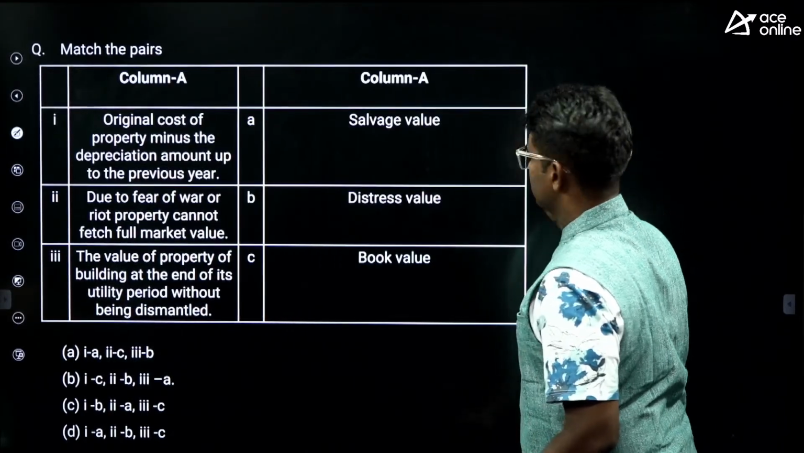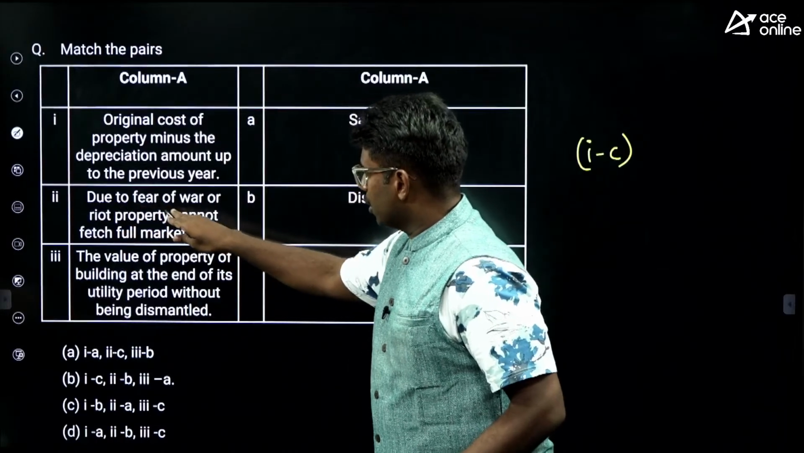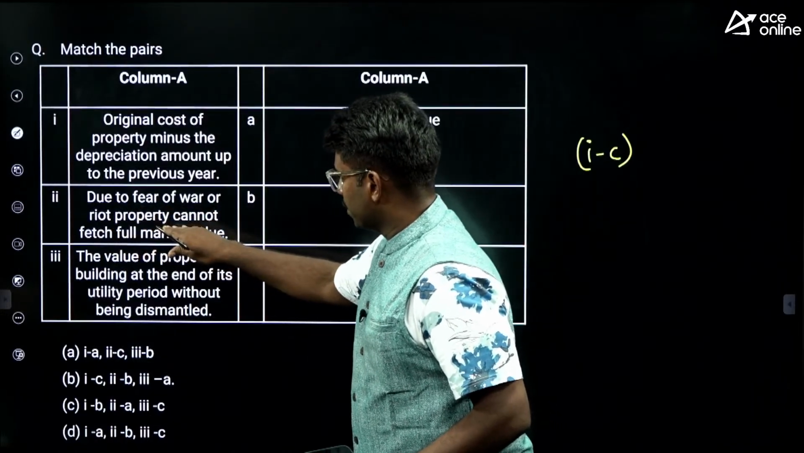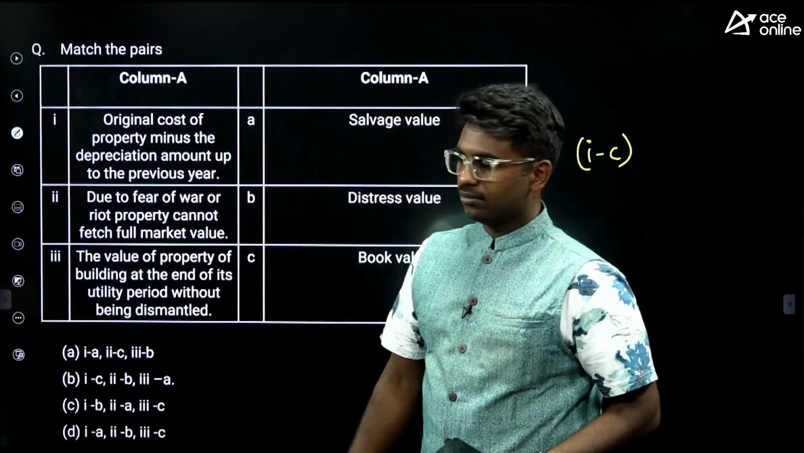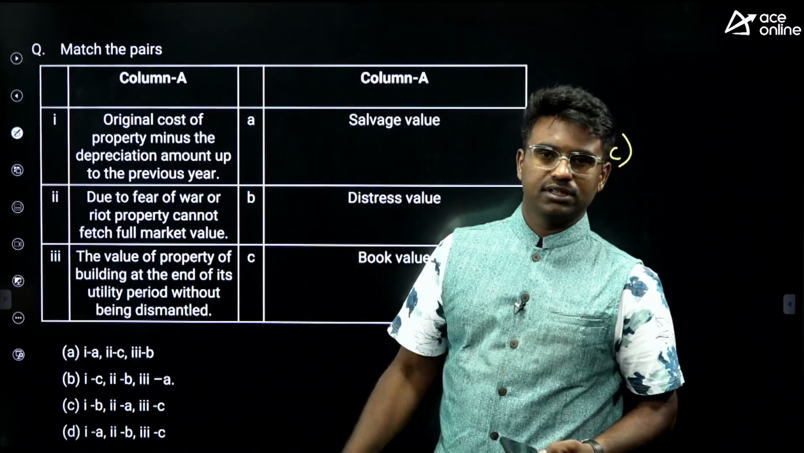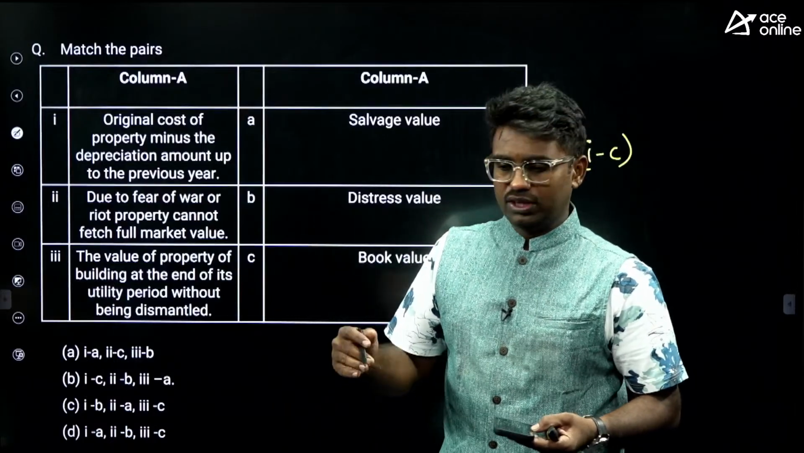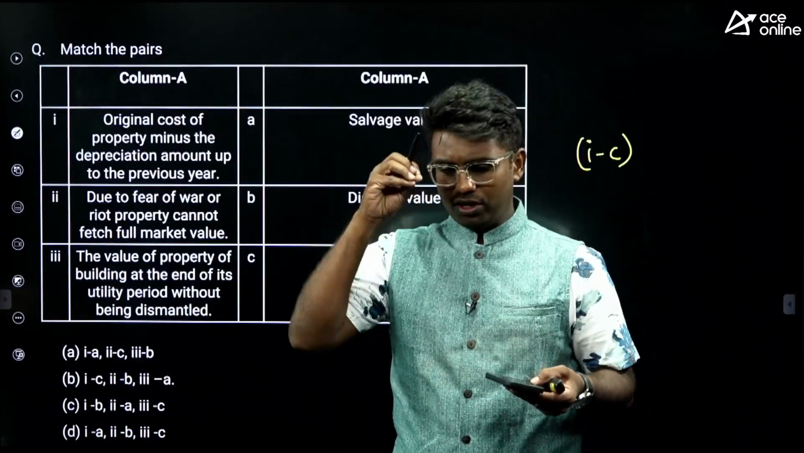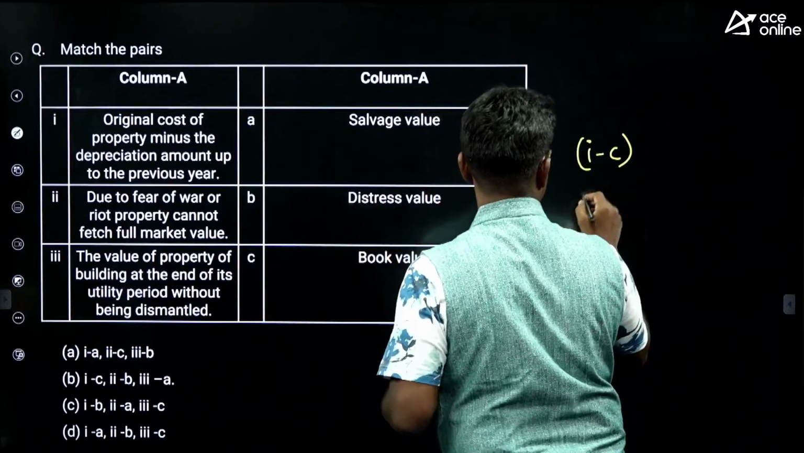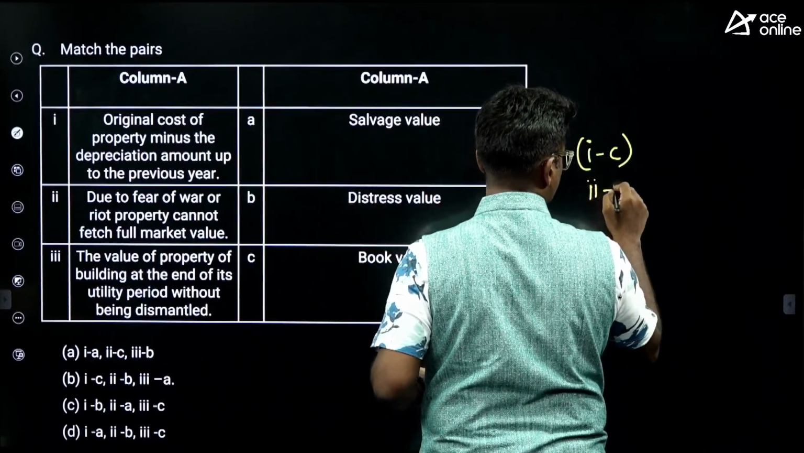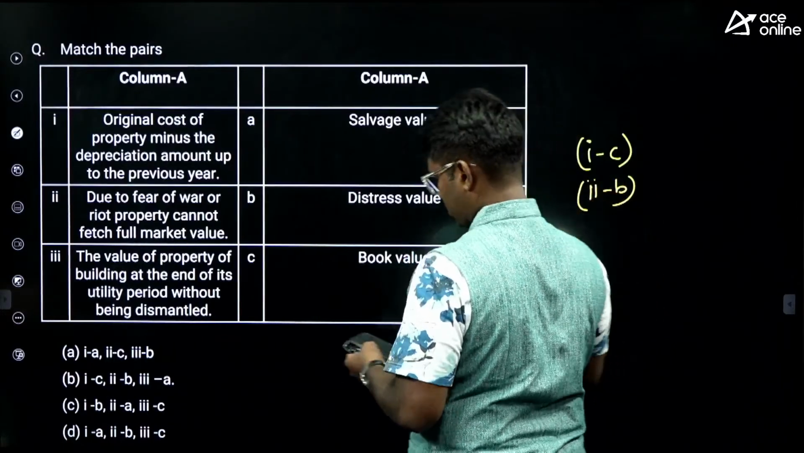This is one option. Due to fear of war or riot, property cannot fetch the full market value. Nothing but distress value. Jaldi jaldi, you have to sell it quickly, but you are not getting the actual amount. Whatever amount you are getting is nothing but the distress value. 2 is B.